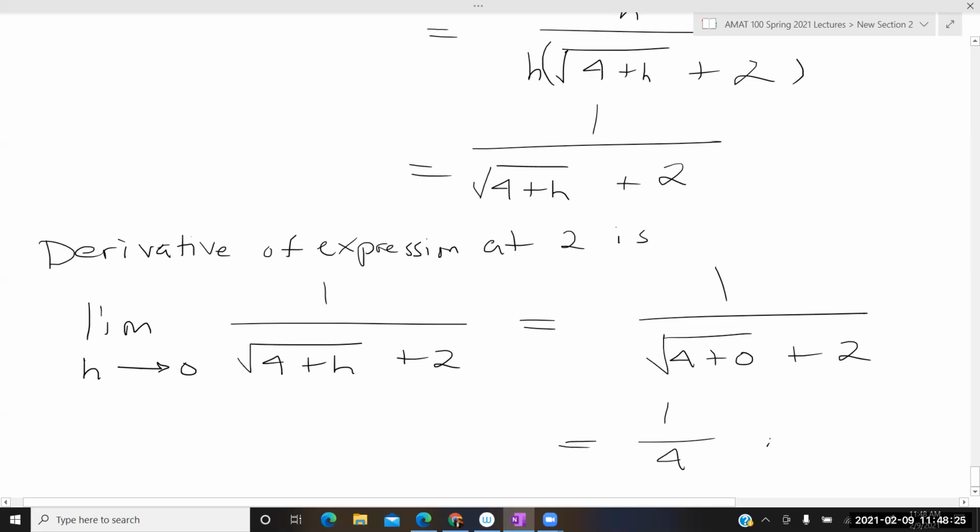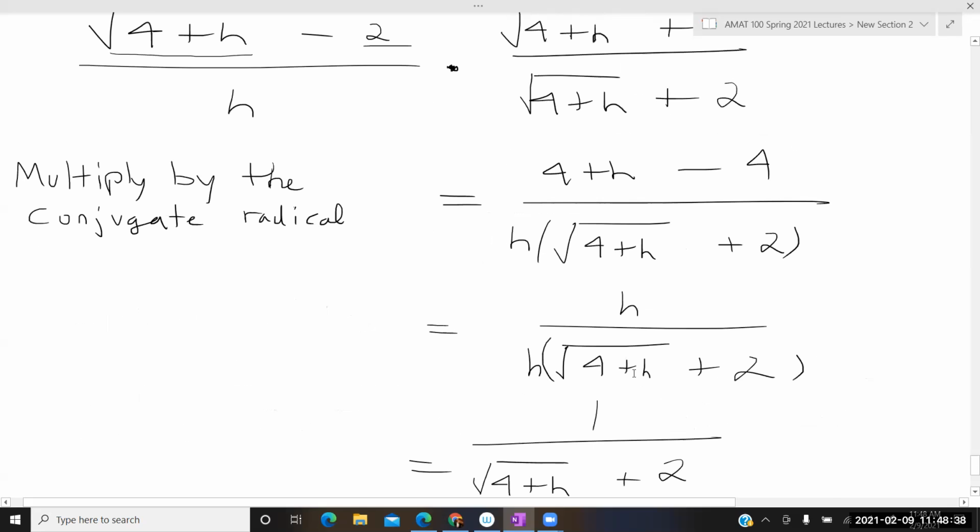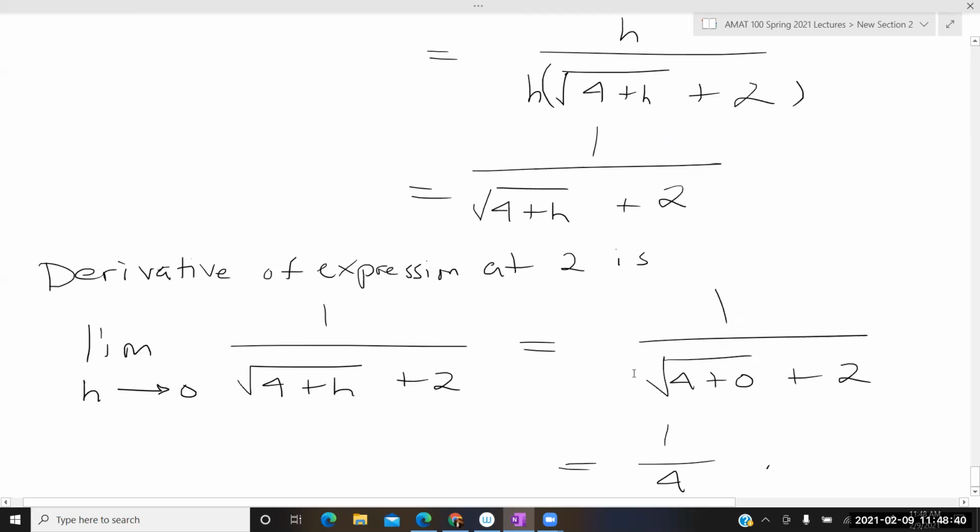This will be the derivative. And derivatives have importance in basically all the sciences, engineering and physics. So this kind of calculation is important when you go to calculus, when and if you go to calculus.